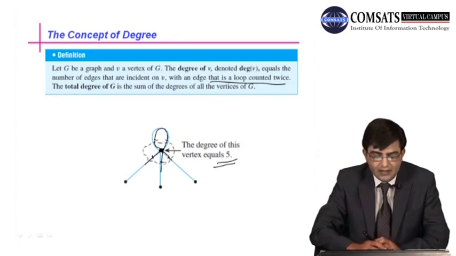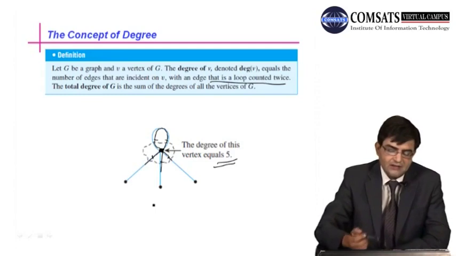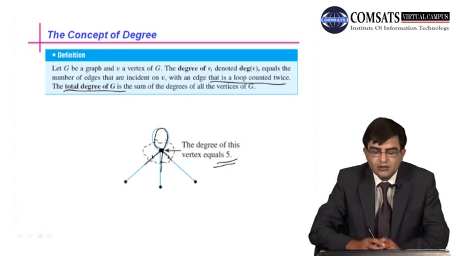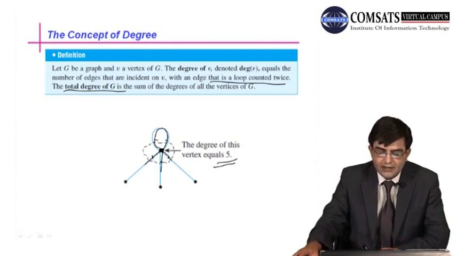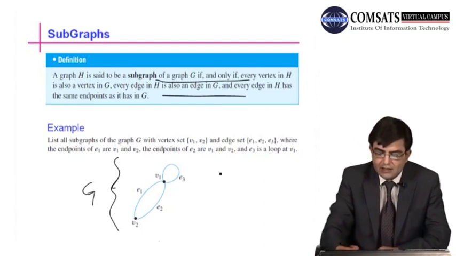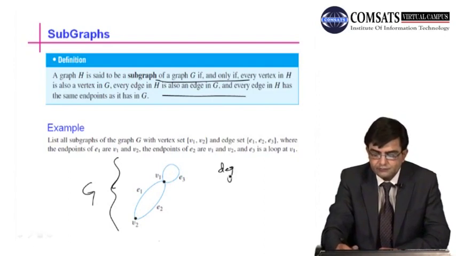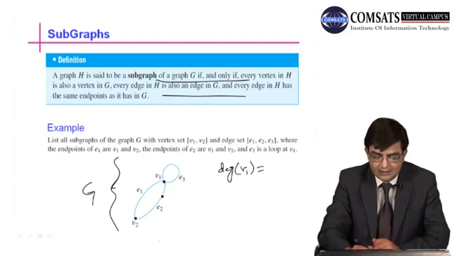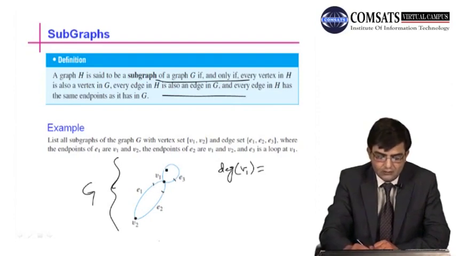So this is basically the concept of degree. And what is the total degree of any graph G? Basically the total degree of graph G is the sum of the degrees of all the vertices of G. For example, in the previous slide we discussed this graph. What is the degree of this graph? We have two vertices, v1 and v2. Now we calculate the degree of v1. How many edges are incident on this v1? 1, 2, 1, 2, 3, 4.